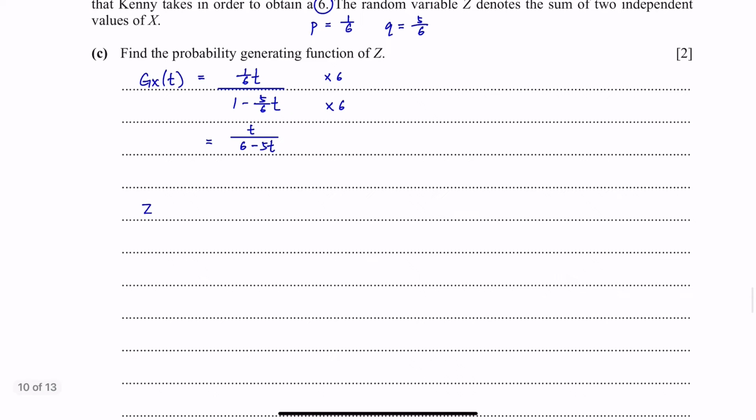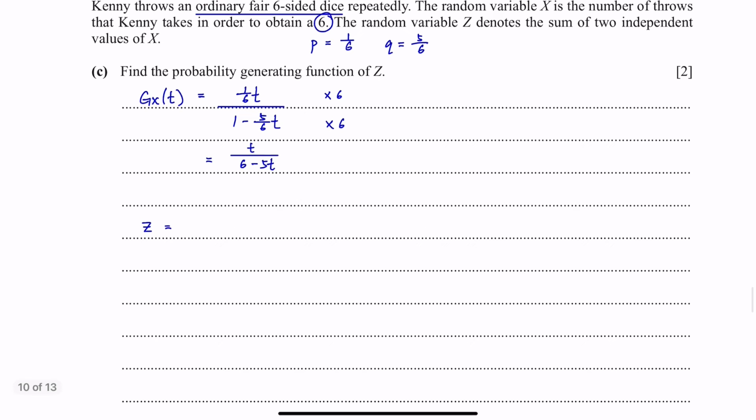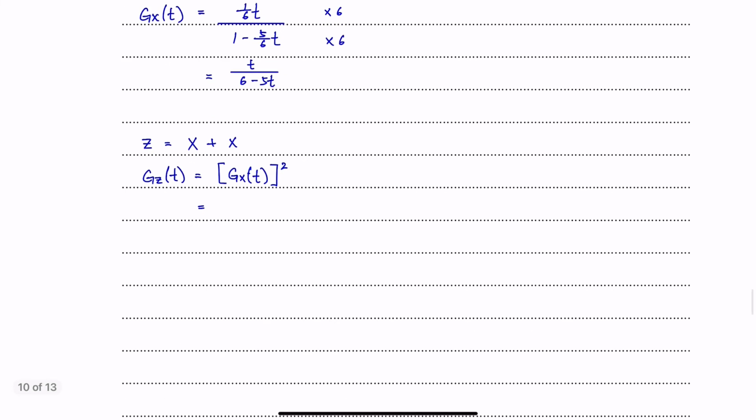And z is the sum of two independent values of x. So x plus x, right? That means Gz(t) would be Gx(t) times Gx(t), which is Gx(t) squared. So t over 6 minus 5t, squared, would be the Gz(t) function.